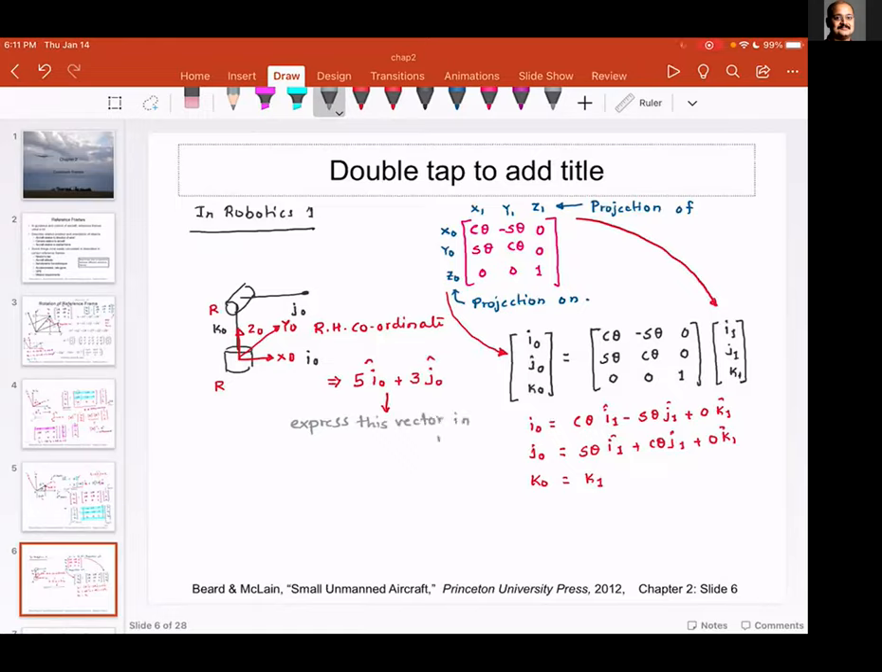in I1, J1, K1. What you would do is, you will take this value, substitute over here. You'll take this value, you substitute over here. And finally, you're gonna have an expression in I1, and you will have an expression in J1. So what I'm doing is, I am going from the inertial frame or initial frame to the next frame.